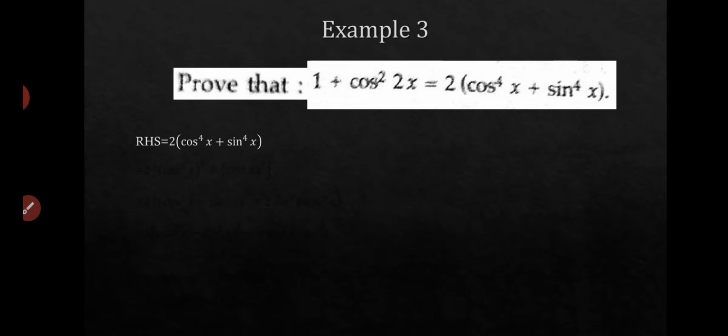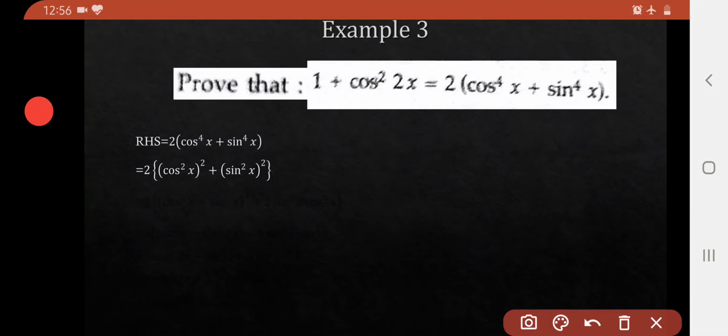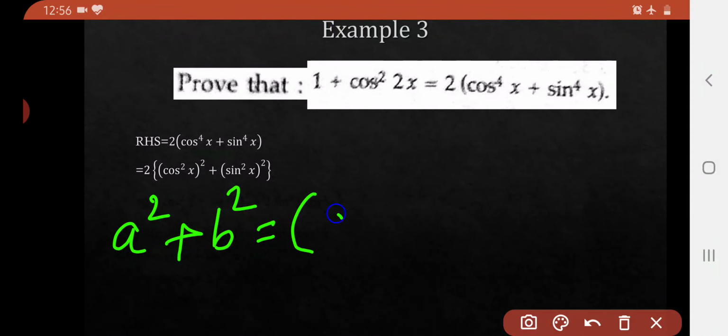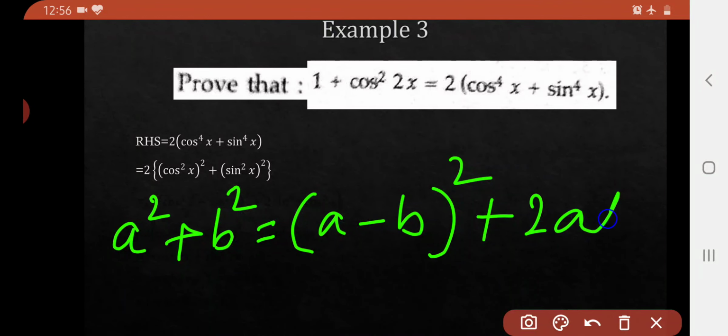So let us take the right hand side first. Twice of cos to the power 4x plus sine to the power 4x. Cos to the power 4x can be written as cos square x whole square, and similarly sine square x whole square. Now a square plus b square, let us understand the identity once again. A square plus b square can be written as a minus b whole square plus 2ab. Just remember, this is an identity. So basically we are going to apply that.